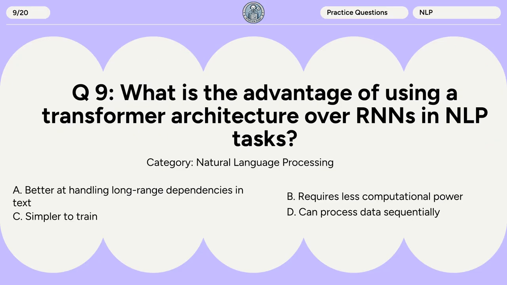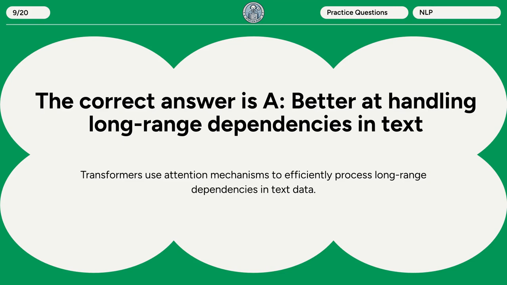Question 9. What is the advantage of using a transformer architecture over RNNs in NLP tasks? A. Better at handling long-range dependencies in text. B. Requires less computational power. C. Simpler to train. D. Can process data sequentially. The correct answer is A. Better at handling long-range dependencies in text. Transformers use attention mechanisms to efficiently process long-range dependencies in text data.